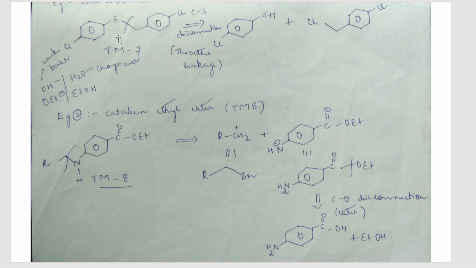Here, next to sulfur, one bond is there between sulfur and carbon, so I will disconnect that. So what do you get? What type of synthetic equivalent do you get? Actually, you will get S minus and carbon with a plus charge. You can write the syntons if you want. I haven't shown it here. I have directly written the synthetic equivalents, that is SH, and here you can add one chlorine. So this is a thioether linkage that you are disconnecting.